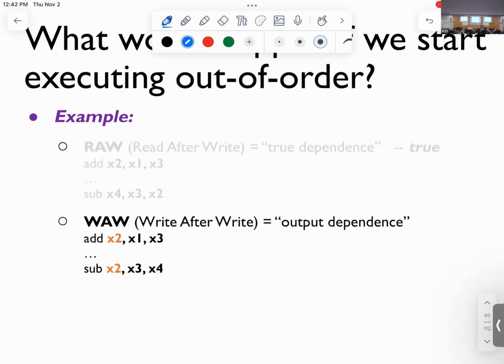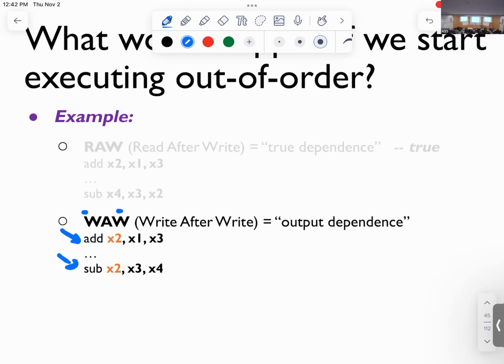But there are also the other three, if you remember: read after read, write after write, and write after read. We told you that those are not a problem in order, but that they are going to be a problem in out of order. So here it is. Consider a write after write hazard. We have an add instruction and a sub instruction. Both of them have x2 as their RD, so both of them write into x2.